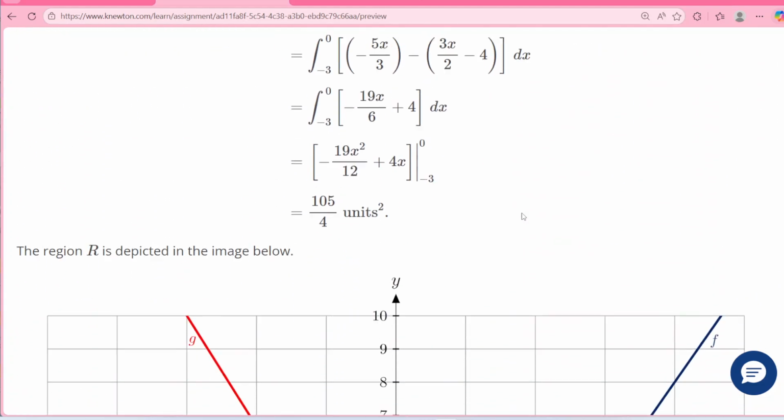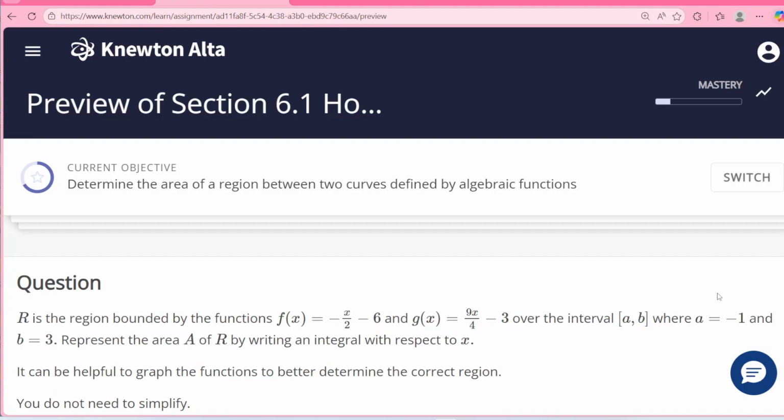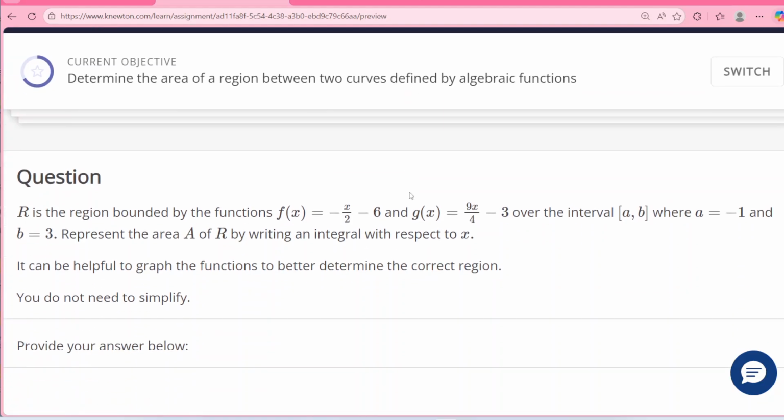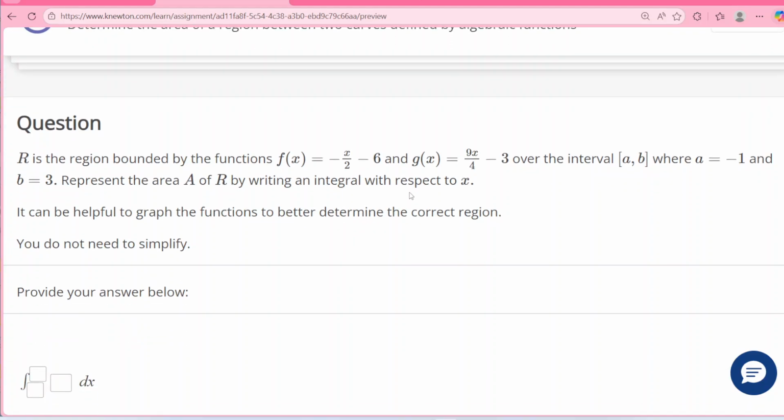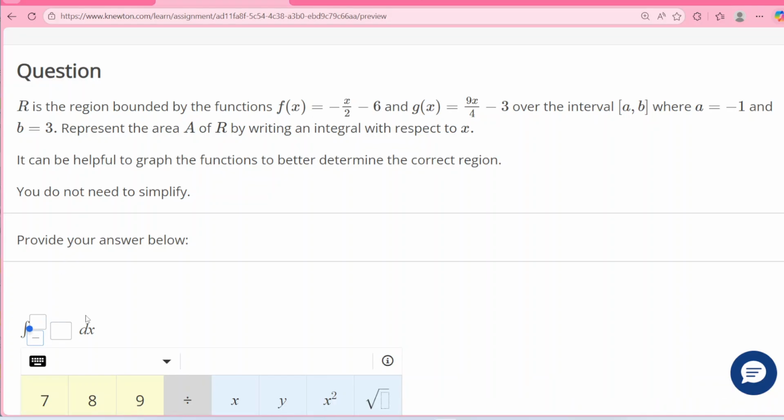So they probably have, and again, they shaded in down here, this trapezoidal region. All right, so this is pretty similar. Oh, but they just want us to set up the integral. Don't need to simplify. Okay, so the left limit is negative 1, the right limit is 3, so I'll put the lower limit negative 1, upper limit 3, and then it's just a matter of knowing which function's on top.